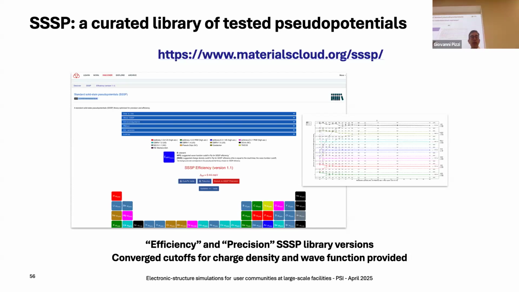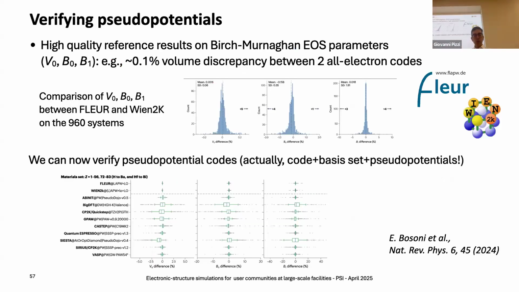Here again, we have two families, an efficiency one and a precision one. Precision is more precise with respect to the correct DFT result, sometimes requiring much higher cutoffs. So for typical calculations, the efficiency one is enough, unless you have a very specific system you want to compute, and then we recommend using the precision one.